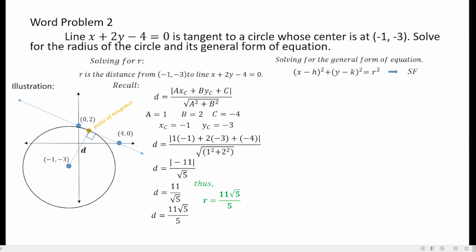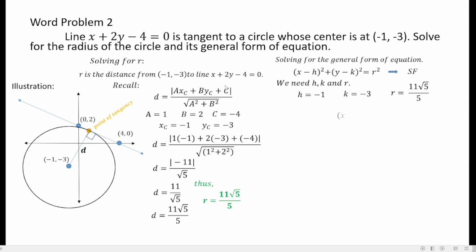So the standard equation, you need what? You need h, k, and r, the same as the previous example. h is negative 1, I mean the x coordinate of the center is negative 1. Then k is negative 3, the y coordinate. Then r, we already have it. You have 11 square root of 5 all over 5.